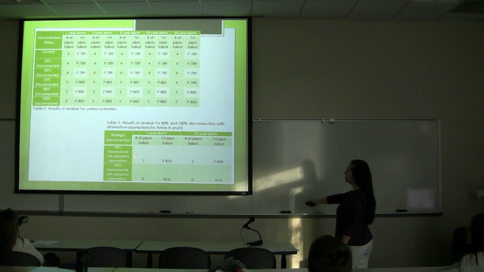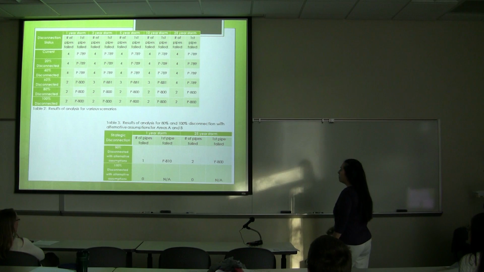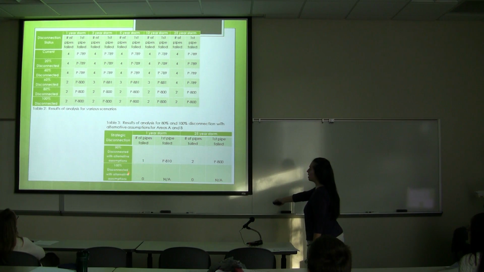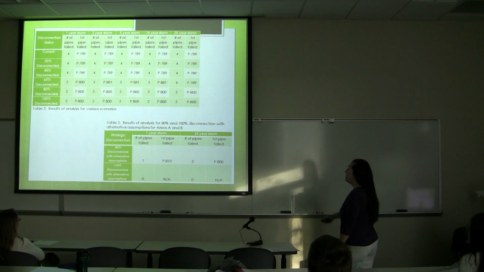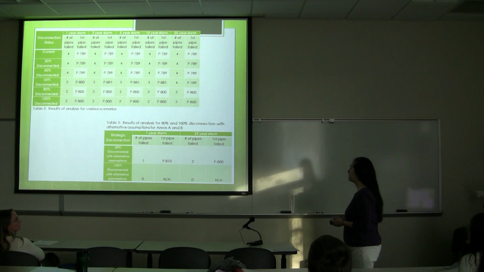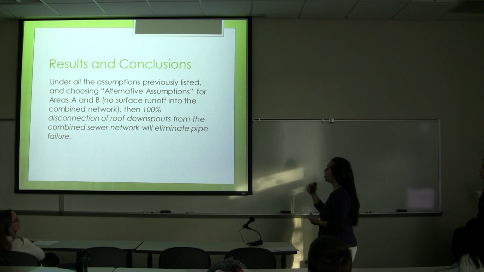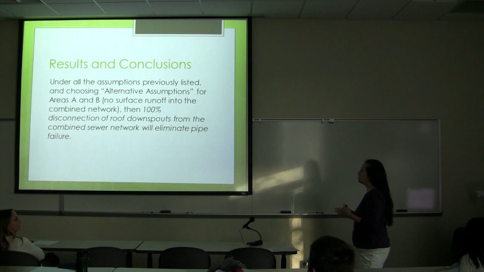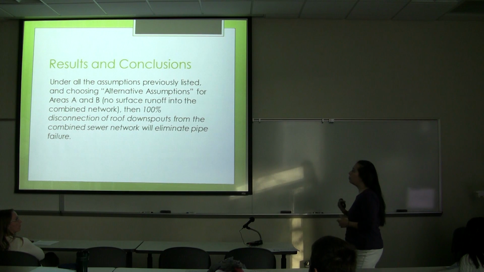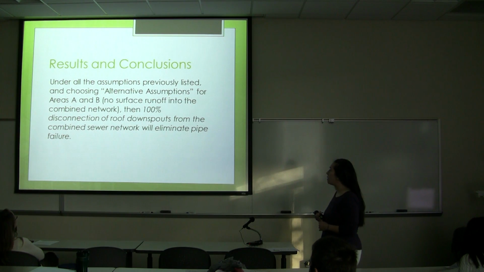We looked at 80% disconnection, and we still had 1 pipe fail for a 1-year storm and 2 pipes failing for a 25-year storm. But then when we got to everybody's disconnected with our alternative assumption, then we didn't get any pipes failing. So we considered that to be the goal that we wanted, our result. That if we stick to our alternative assumptions, that areas A and B are not contributing to the combined sewer and everybody disconnects their roof downspouts, then we won't have combined sewer failure.